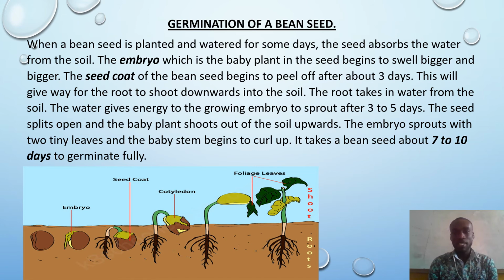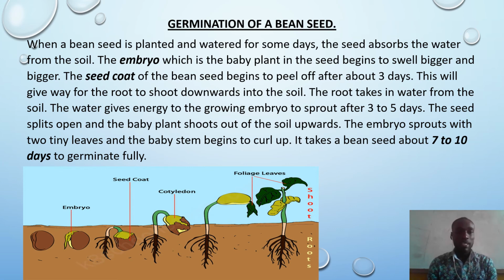The root takes in water from the soil. The water gives energy to the growing embryo to sprout after 3 to 5 days. The seed splits open and the baby plant shoots out of the soil upwards. The embryo sprouts with 2 tiny leaves and the baby stem begins to curl up. It takes a bean seed about 7 to 10 days to germinate fully.